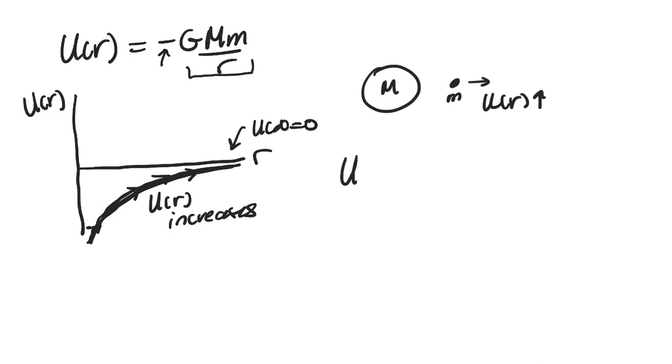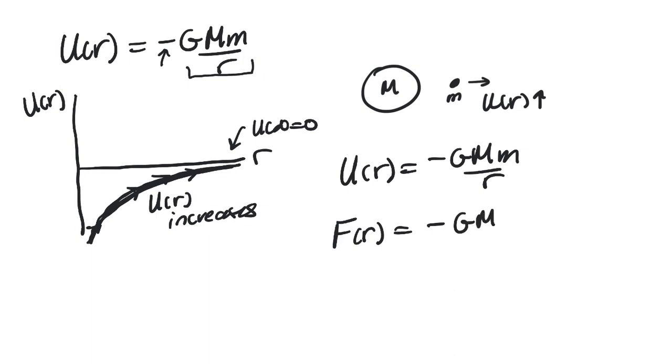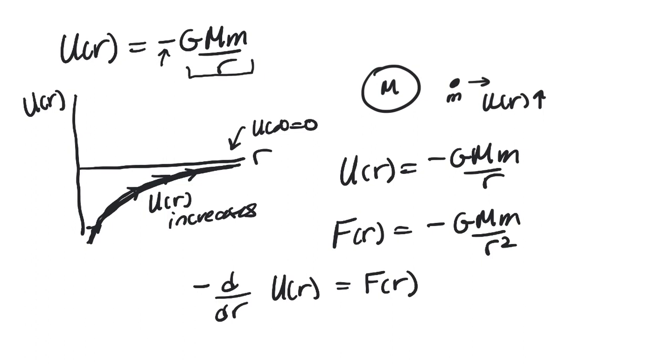So just to summarize, U of r is negative GMm over r. That's derived from the conservative force, F of r is negative GMm over r squared. And if you want to check it, I won't do it here, but we also know that the derivative with respect to r of U of r, negative, the derivative of the potential energy should give us back the force. If you check that out with these two functions, you'll see that we did a good job.